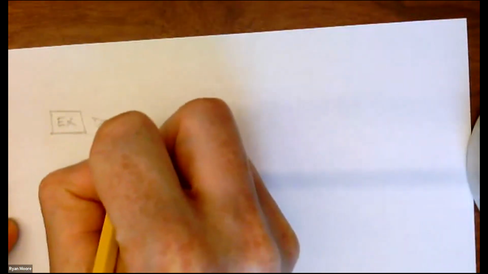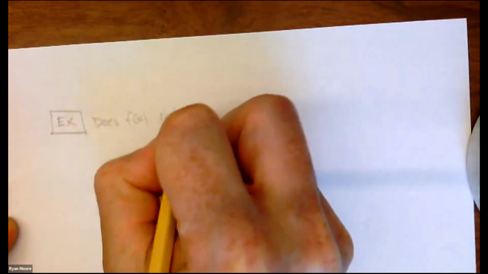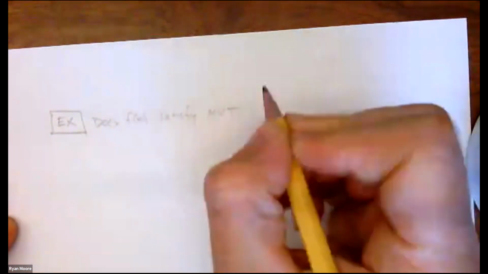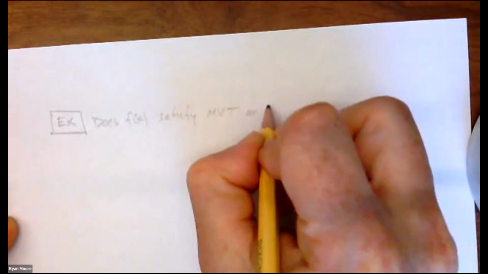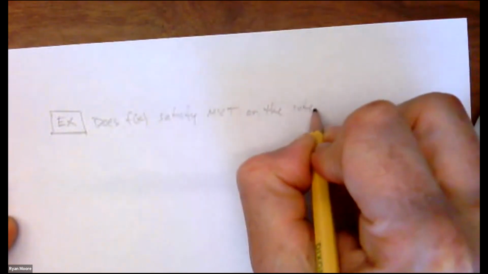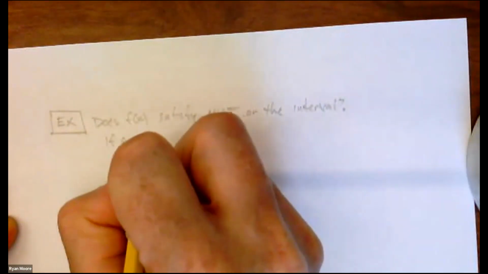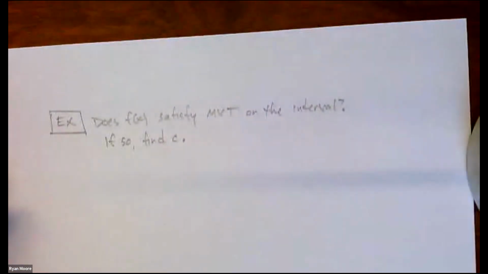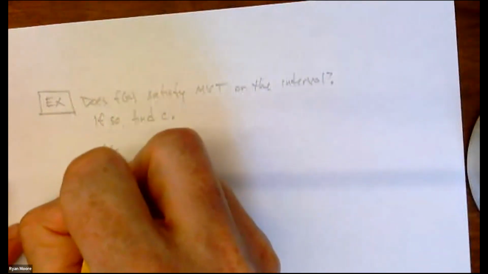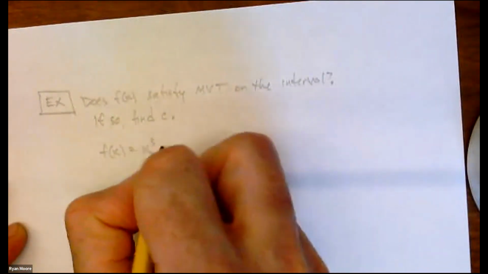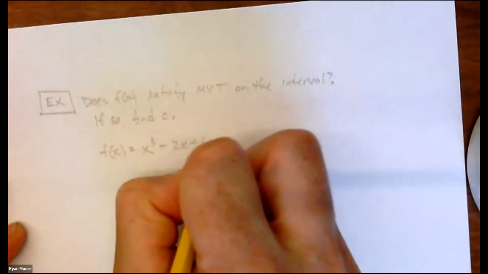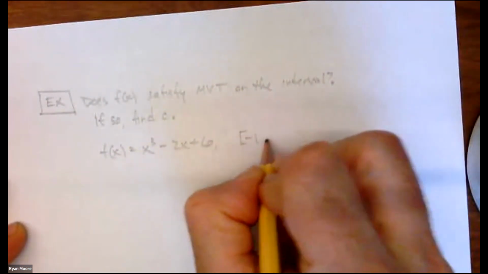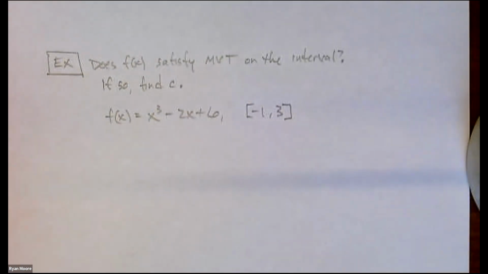Does f of x satisfy the mean value theorem on the interval? If so, find the c value. Okay, and we had f of x equals x cubed minus 2x plus 6 from -1 to 3. Okay, so first thing we gotta do, we gotta check just the 2 hypotheses.